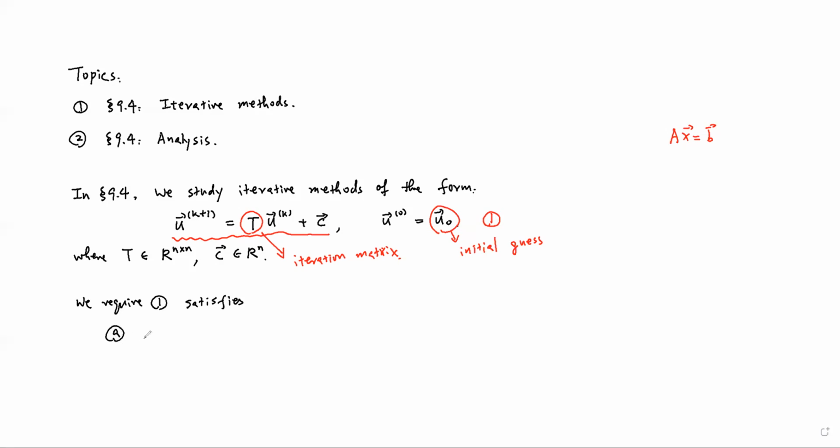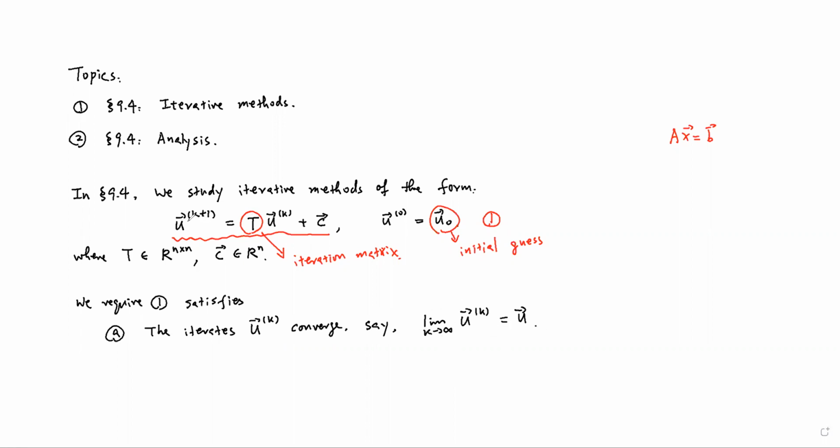Number one, the iterates u_k should converge. Otherwise, the scheme diverges. It is useless. The iterates u_k converge to some vector u as k approaches infinity, where k is the iteration number.